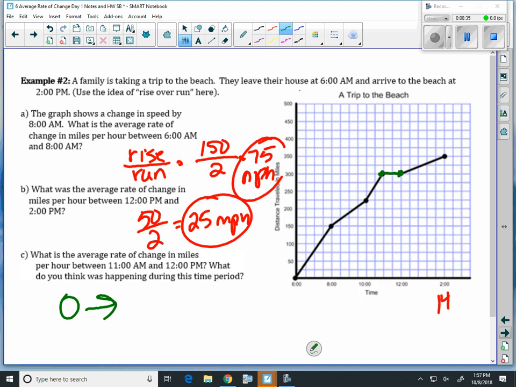Does that make sense? Okay. So probably eating lunch. Okay, and you could put also getting gas. But they wouldn't only be getting gas. It might be something that's added on there.